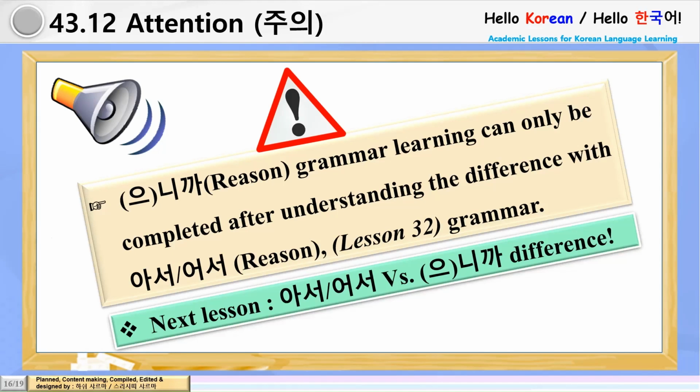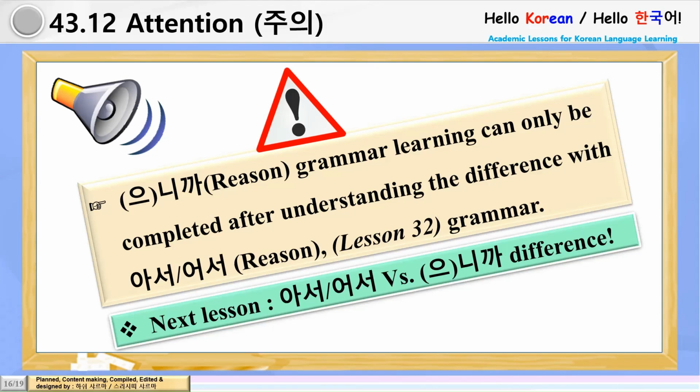Now, unika grammar learning can only be completed after understanding the difference between asa also reason, which we have completed in lesson 32, and this grammar unika. Why? English translation of both the sentences will come, both the grammars will come, because, so, therefore, then what is the difference? So we are going to cover this difference in detail in the next lesson. So please don't forget to watch it.